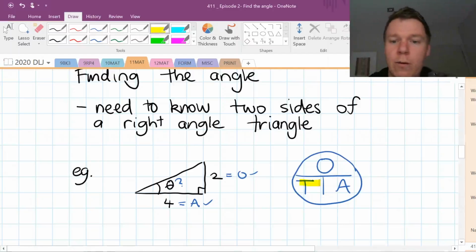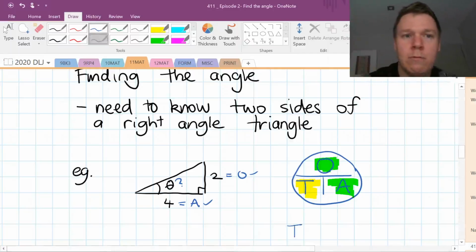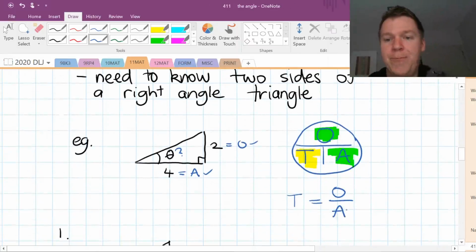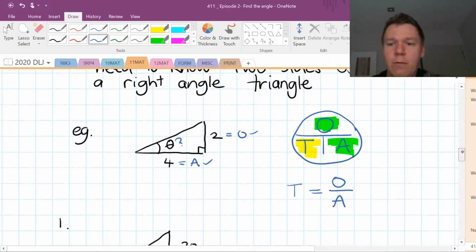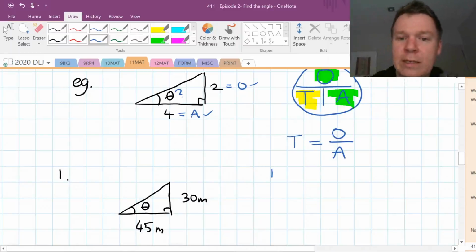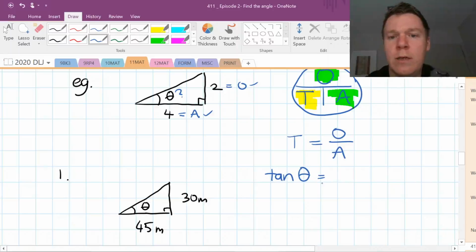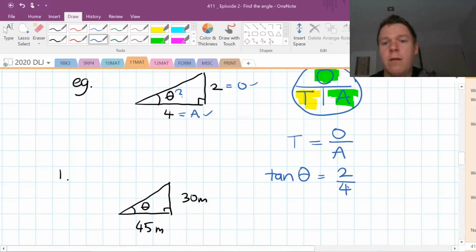But this time we're covering up the T, so we use O divided by A to find T. So T equals O divided by A. What that really means is tan of theta, the angle, equals the opposite is 2 and the adjacent is 4. So that's not our answer. Our answer isn't a half, because that's what tan theta is. Tan theta is just a decimal, right?